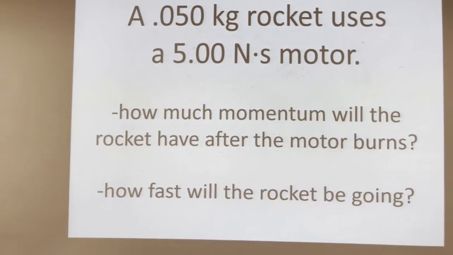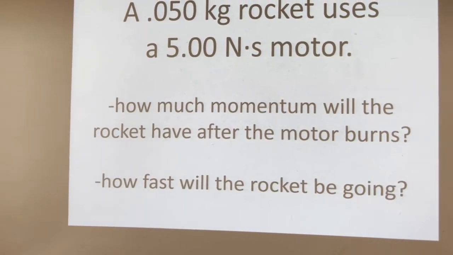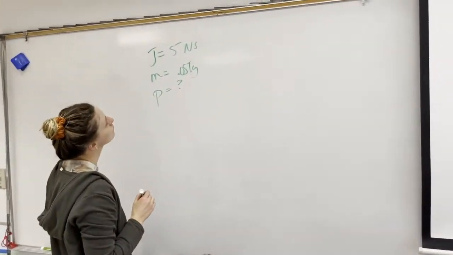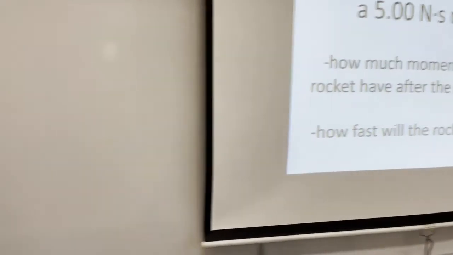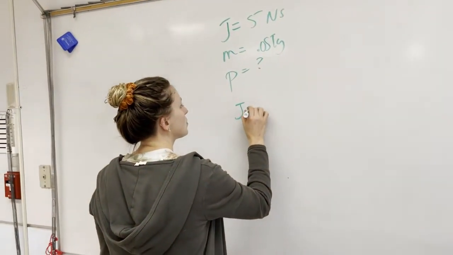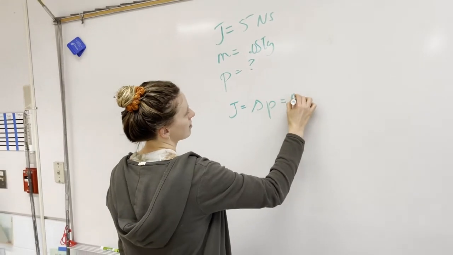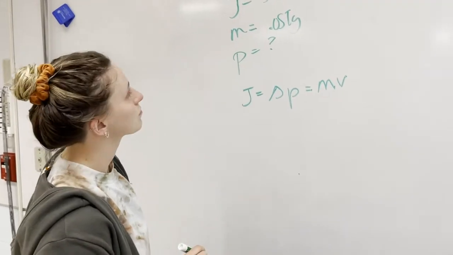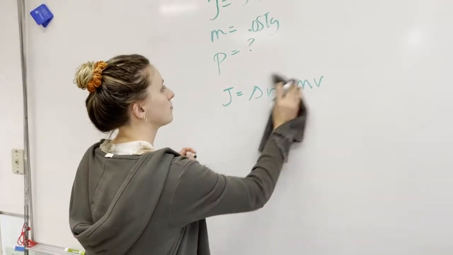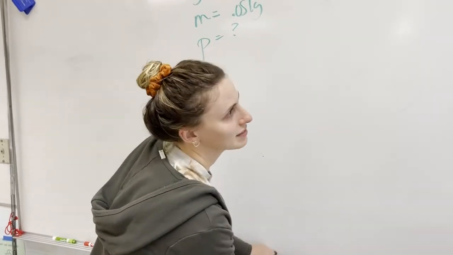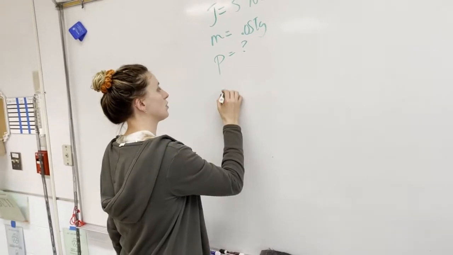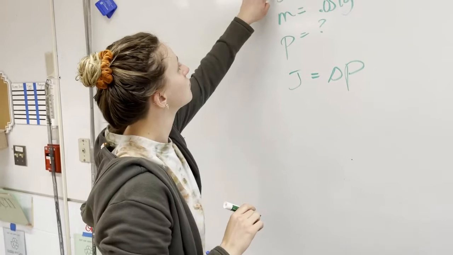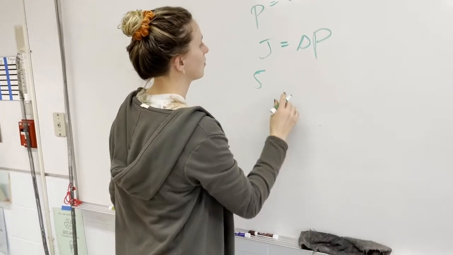And the question is, how much momentum will the rocket have after the motor burns? So it wants to know momentum. We'll assume that the rocket is sitting on the ground. We know that impulse changes momentum. Let's make a pyramid. How much momentum will the rocket have after it burns? So we can say J equals delta P. And J is force times time, which is going to be 5 Newton seconds.